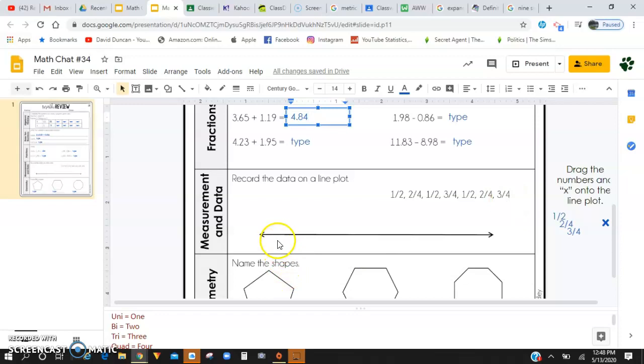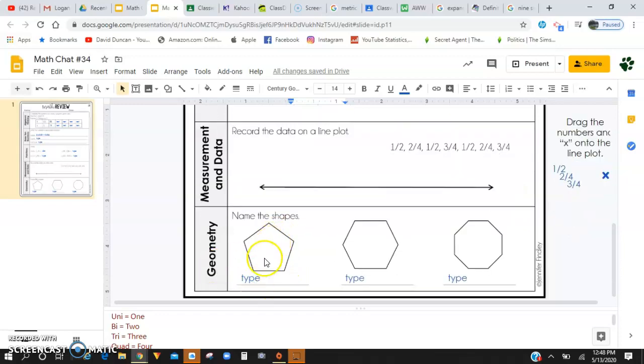And then you're going to move the x over that value for however many times it's represented in the data above. Down below, geometry, you need to name these 3 shapes. And I gave you a little hint down here in this area. You're going to want to count the number of sides that are on each shape. Here you have a 5-sided shape. Here you have a 6-sided shape. And then here you have an 8-sided shape.